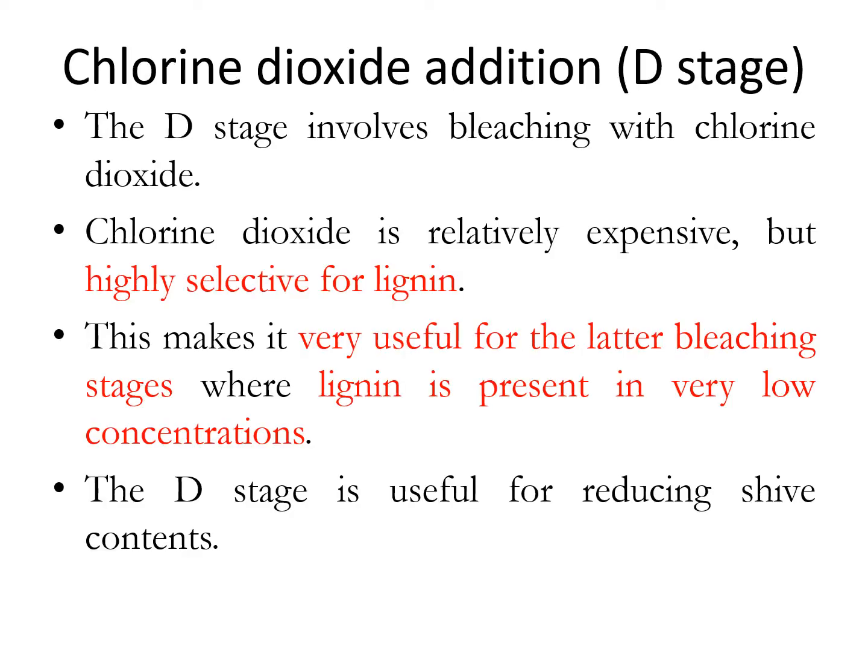Now chlorine dioxide stage or D stage. Definitely this stage involves bleaching with chlorine dioxide. Chlorine dioxide is expensive, but it is highly selective for lignin. Actually, it has a unique property of oxidizing the lignin without attacking the cellulose. So the use of chlorine dioxide as a bleaching agent has increased over the past several years.